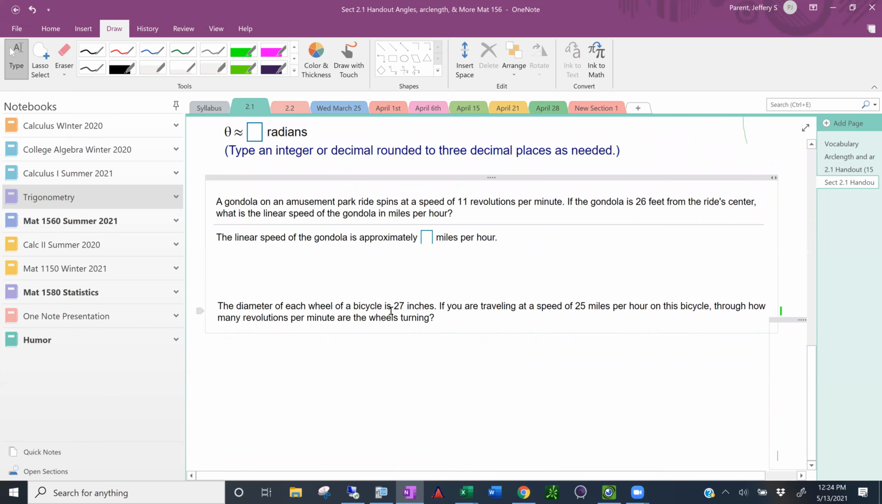So let's write down 2 things. First of all, the diameter of this. So the diameter is, we'll call it 28 inches. And then our velocity is 25 miles per hour.